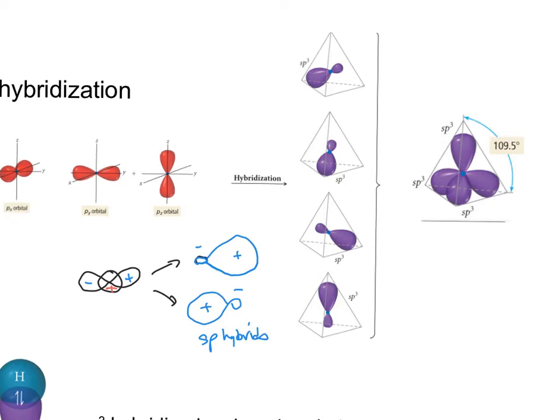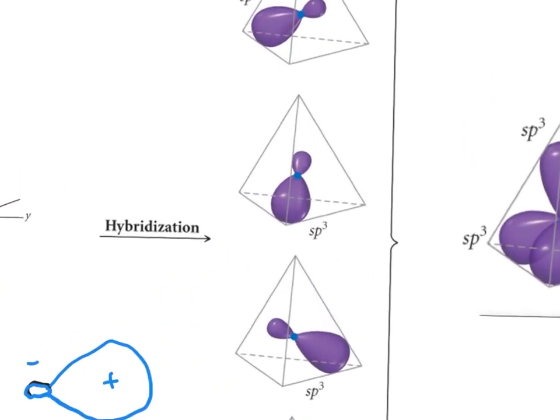And in the case of the sp3, you get 4 of them. But no matter what kind of hybrid orbitals, they all look the same. So there's a small part and then a big part like that. So each hybrid orbital looks the same. It doesn't matter if it's sp, sp2, doesn't matter what kind.